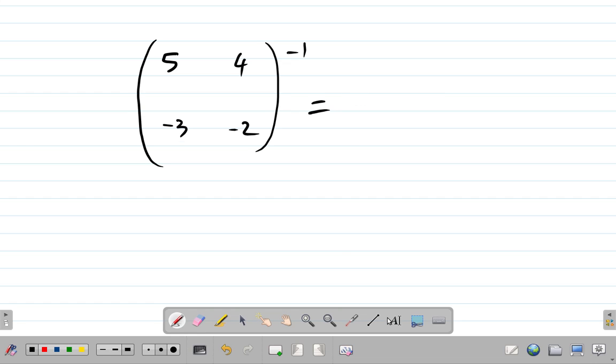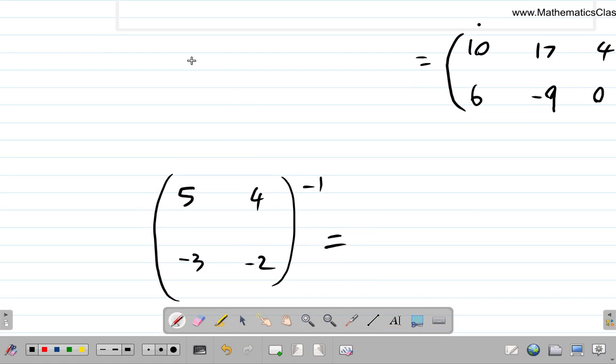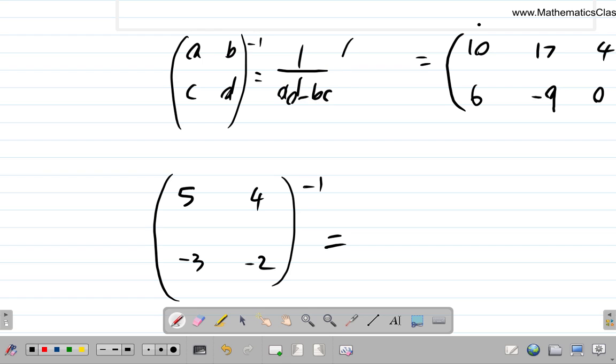Just remember that when it comes to the inverse of a matrix, if you have the matrix A, B, C, D, the inverse will be 1 over the determinant, AD minus BC, times the matrix where you interchange A and D, so D goes up here, A goes down here, and change the sign of B and C, negative B, negative C.